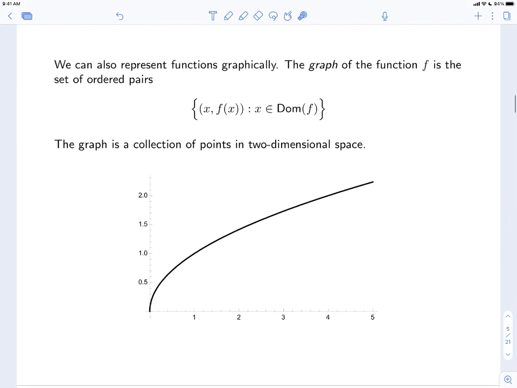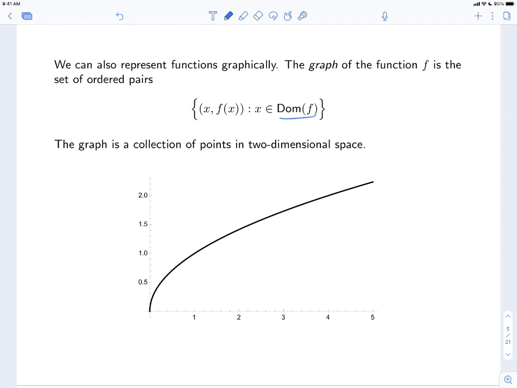It's also possible to represent functions graphically. The graph of the function f is a set of ordered pairs. It's the collection x comma f at x, where x is in this set, which we call the domain of f. This symbol right here is read as is an element of. So x is an element of the domain of f. So this set is the domain of f. So when you see DOM like this, it means the domain.